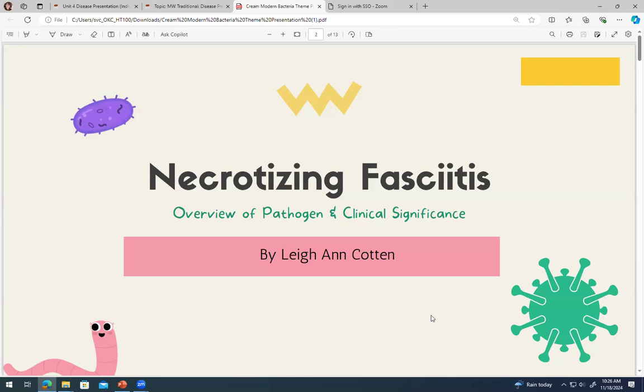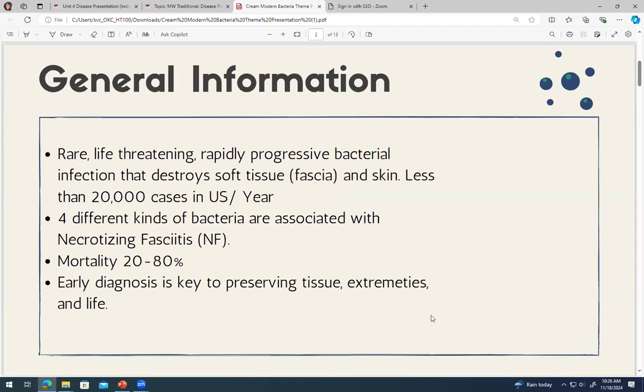And yeah, so this is going to be a rare, life-threatening, rapidly spreading bacteria. It infects your soft tissue, which is below your skin but above your muscle. It's in that connective tissue or your collagen. There's 4 different kinds that are going to be associated with it, and all that means is you have 4 different classes.